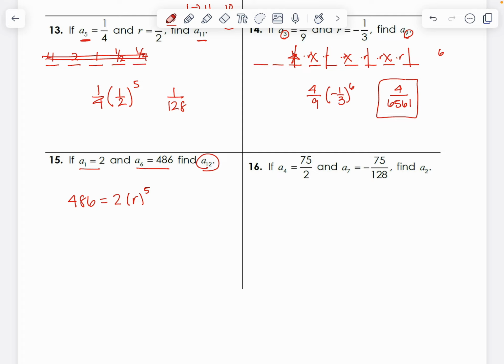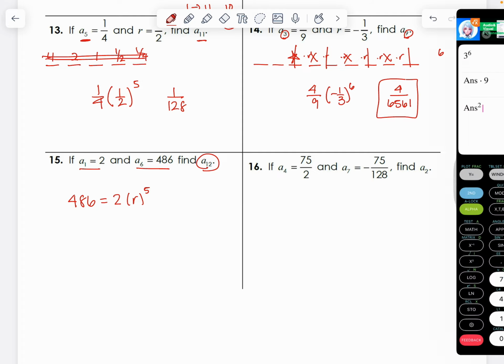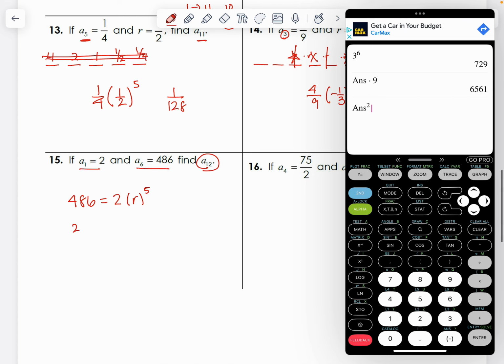So this one's going to do a little bit more solving because I have to figure out my R value. And to do that, I'm going to start by dividing by 2. So that's going to be 243 equals R to the 5th. And if you want to figure out what number to the 5th power creates 243, you may use the 5th root, or you can raise 243 to the 1/5 power. And it's 3. So R equals 3.